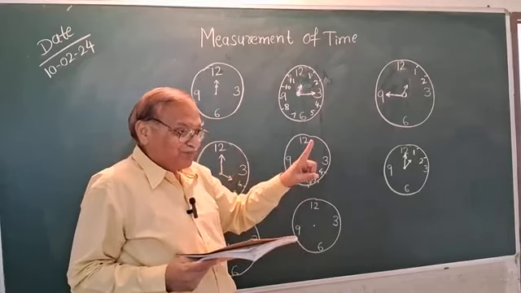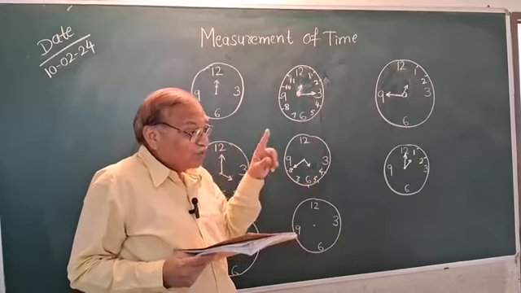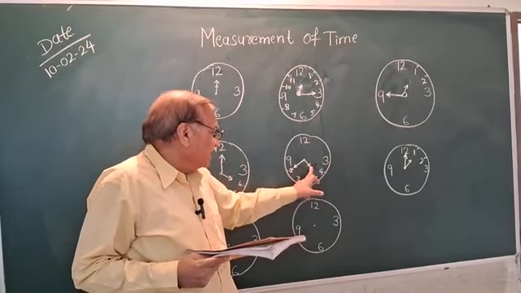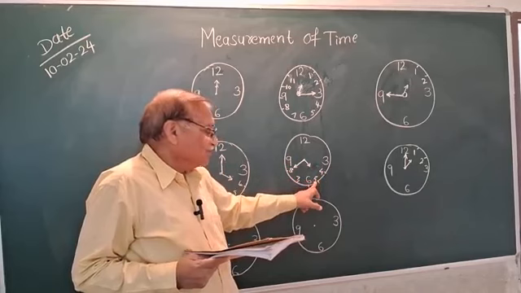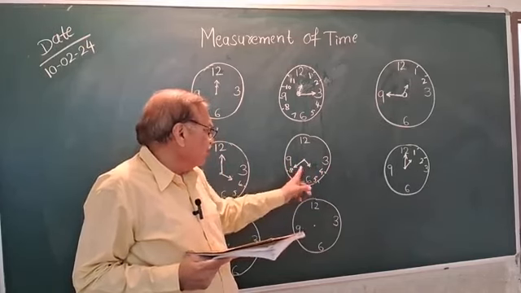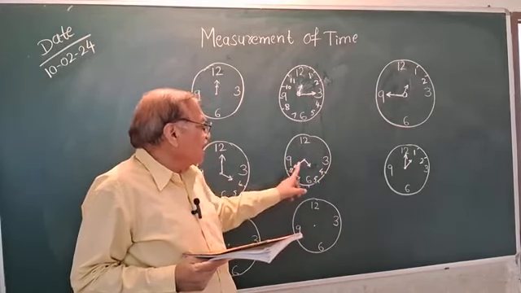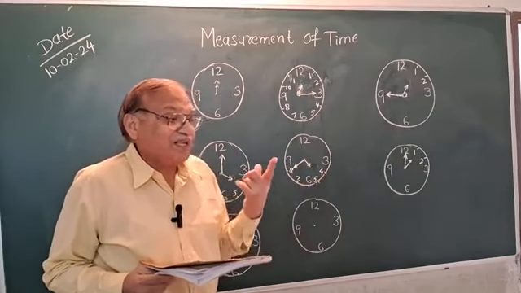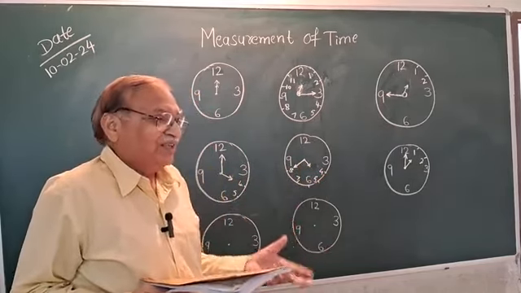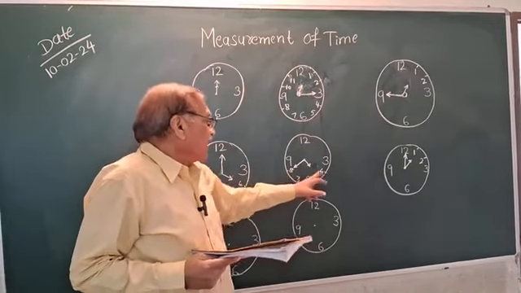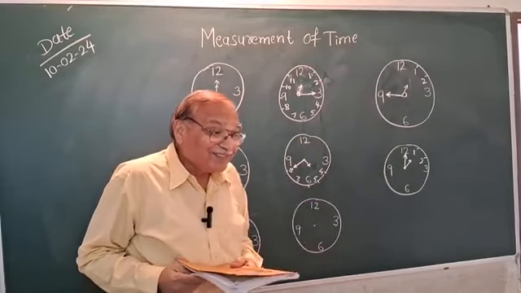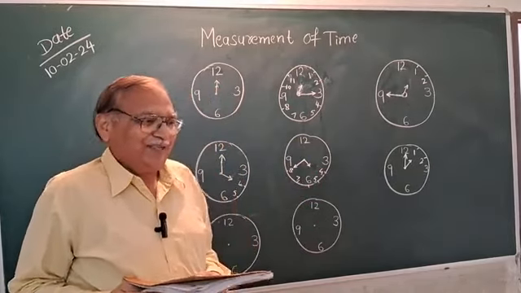8 into 5, 8 fives are 40. And the hour hand is between 4 and 5. So what is the time now? 40 minutes past 4 o'clock. We will read it like that. 40 minutes past 4 o'clock. In Hindi we will call it 4:40. 4:40. Very good.